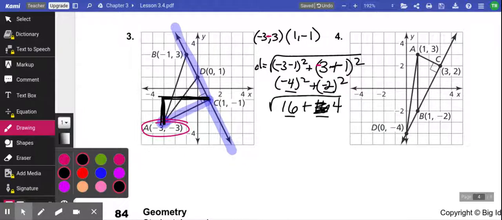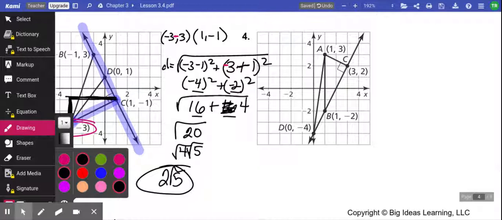Okay. And that's kind of a big deal. Like that's important. So here, this is the square root of 20. The perfect square in 20 is 4. 4 times 5. So that's 2 square roots of 5.